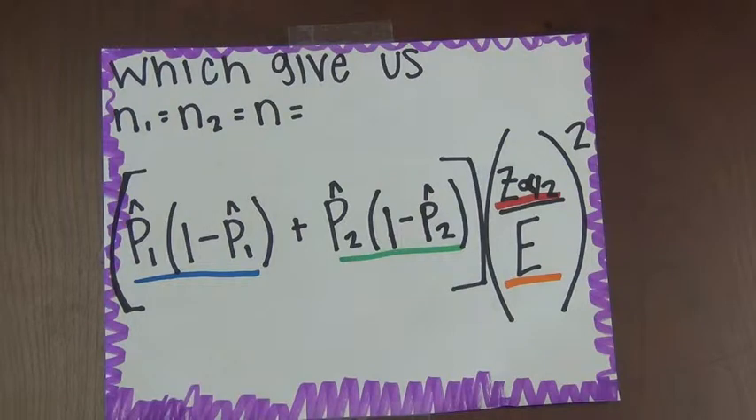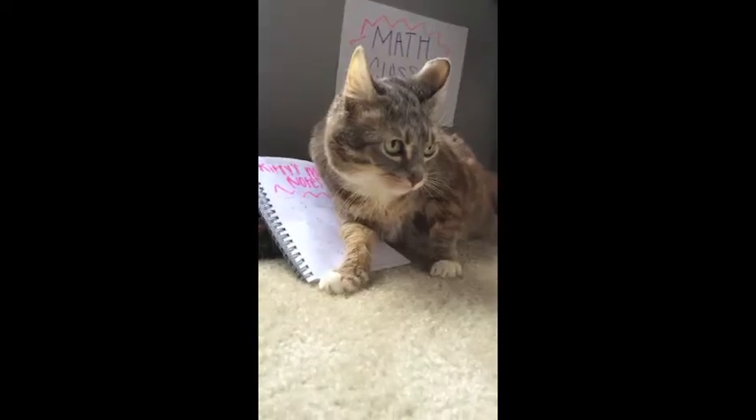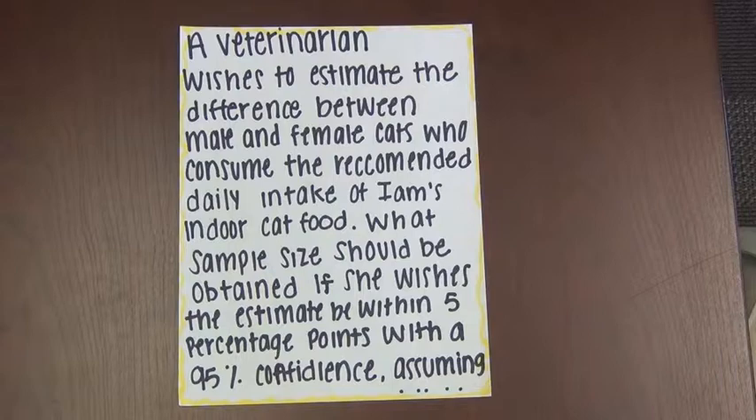So when we're solving for N, we're going to get this equation, which again I've highlighted the first population blue and the second population green. I've also highlighted that Z sub alpha divided by 2 is red and our margin of error is orange. This helps me organize and prepare to plug everything into the equation. So do you get it? No! Well, let's do an example.